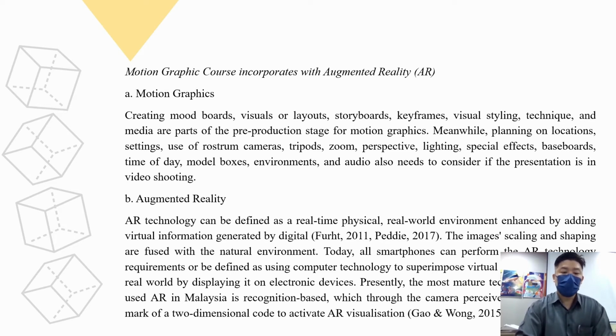Alright, so I'll talk about A, motion graphic. Creating mood board, visual layouts, storyboards, keyframes, visual styling, technique, and media are parts of the pre-production stage for motion graphics. Meanwhile, planning on location, settings, and rostrum cameras, tripods, zoom, perspective, lighting, special effects, baseboards, time of day, model boxes, environments, and audio also need to be considered if the presentation is in video shooting.